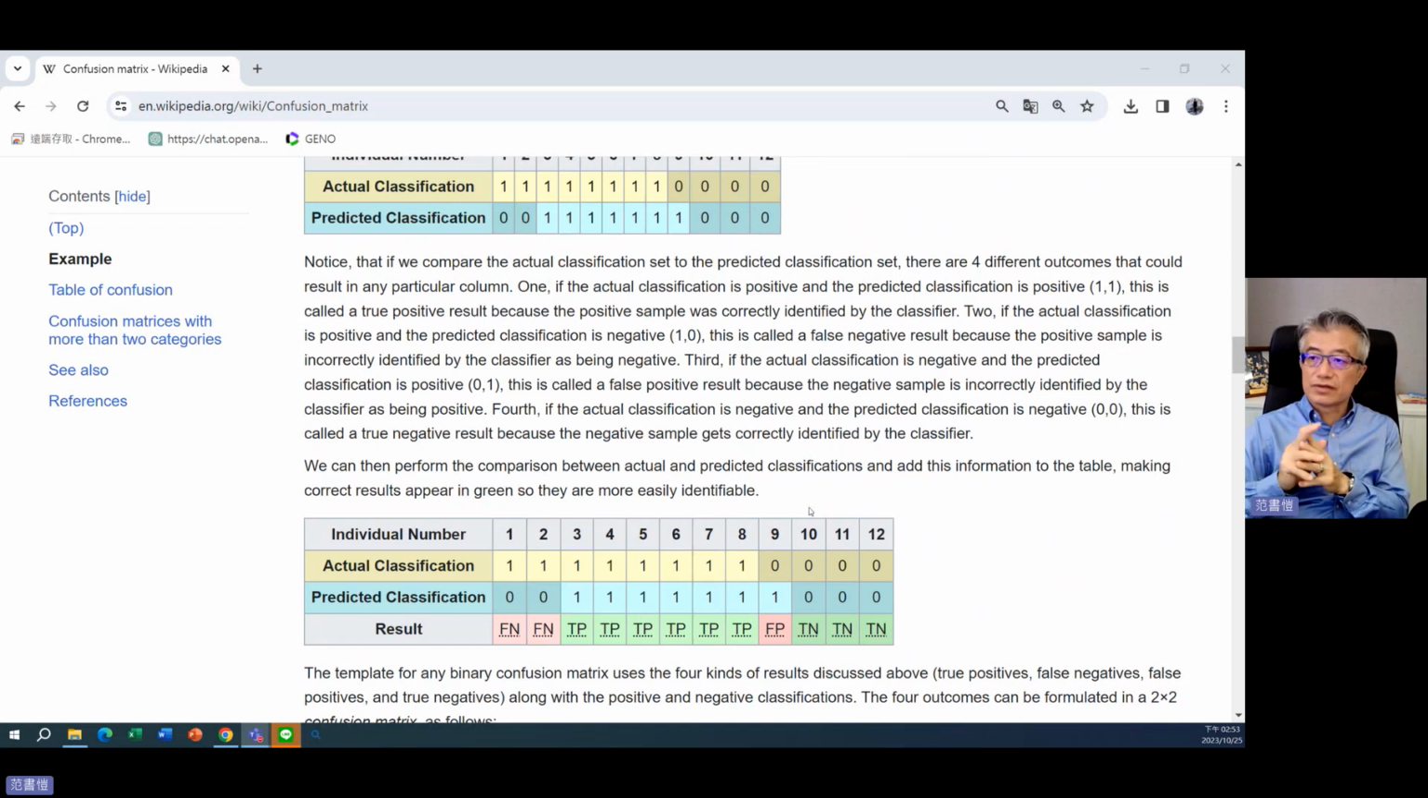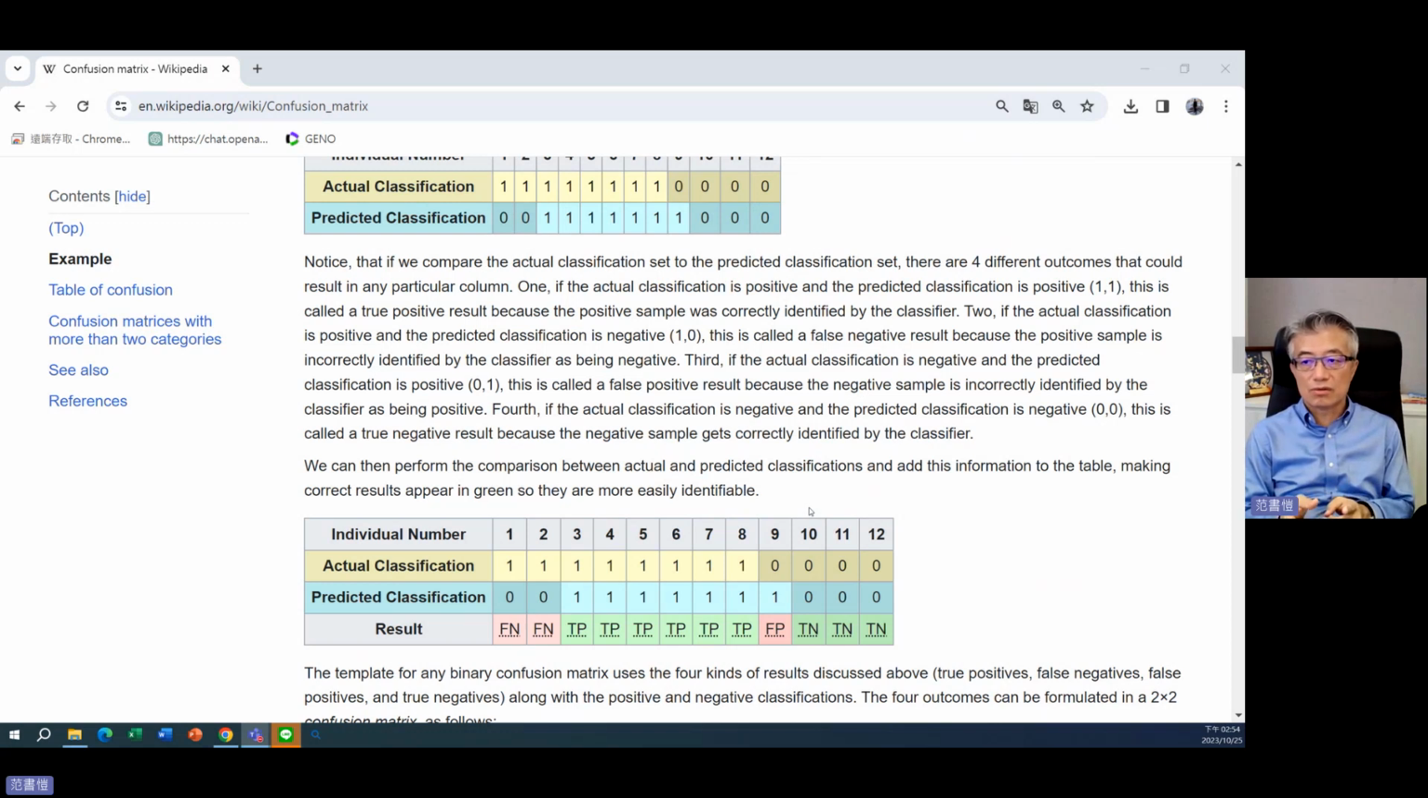So we compare actual classification to the predicted. There are 4 different outcomes. This is a 2 by 2 of 4 possible outcomes that could result in any particular column. One, if the actual classification is positive and the predicted classification is positive, this is 1 and 1. So that is called the true positive result because the positive sample is correctly identified or correctly predicted by the classifier.